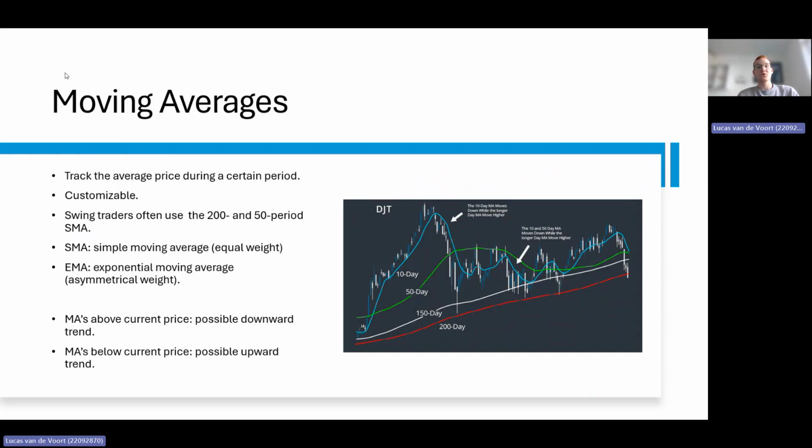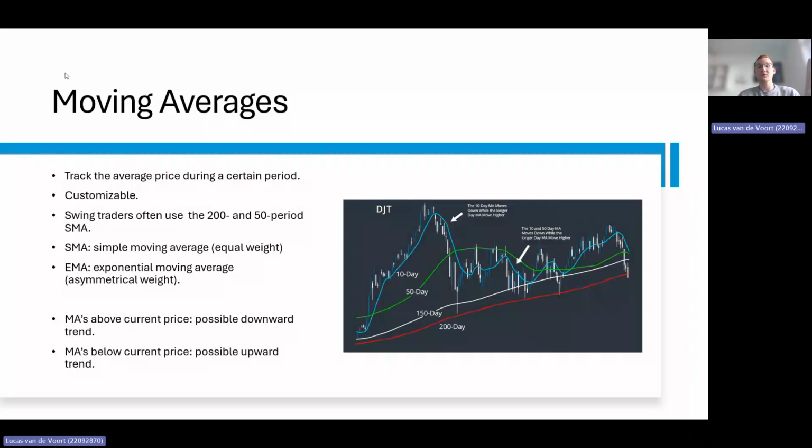And these are lines that you draw on a chart that track the average price of a security over a certain period. And you can personally choose what kind of period you want them to represent. But usually swing traders use the 200 and the 50 period SMA to assess a trend, or when they cross, to identify a potential change in the trend. And I already touched on it a little bit.